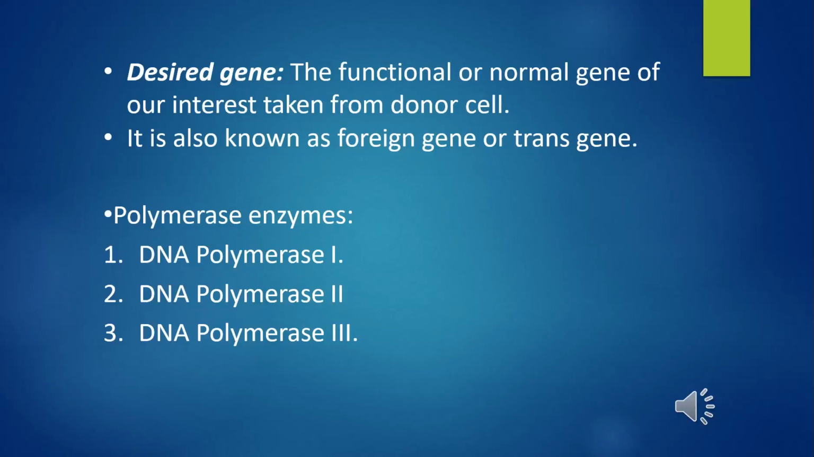Now our polymerase enzyme. Polymerase enzyme, you all know, DNA polymerase 1, DNA polymerase 2, DNA polymerase 3. No need to explain these because we have already done them in the chapter molecular basis of inheritance under the topic replication. What does DNA polymerase 1 do, what does DNA polymerase 2 do, what is the function of DNA polymerase 3, so you have to write on a page.